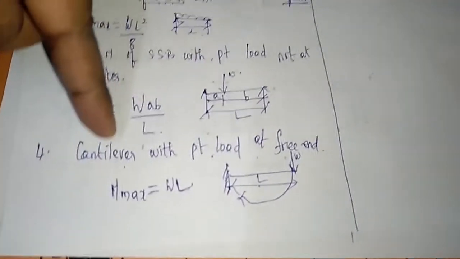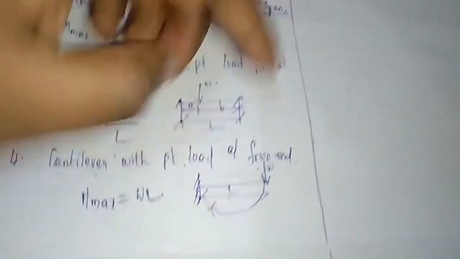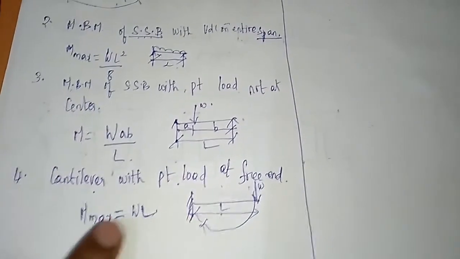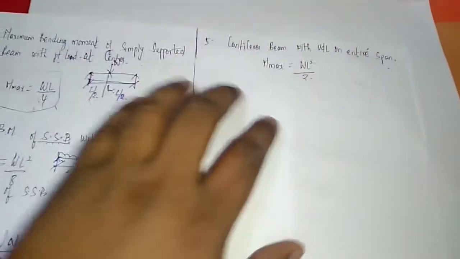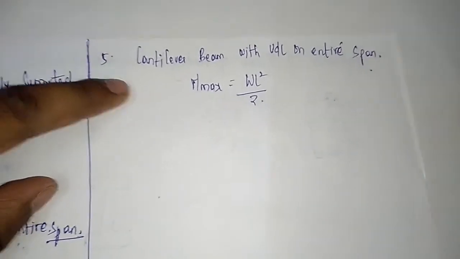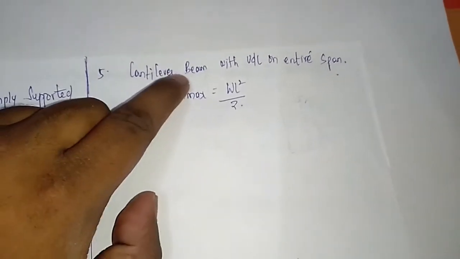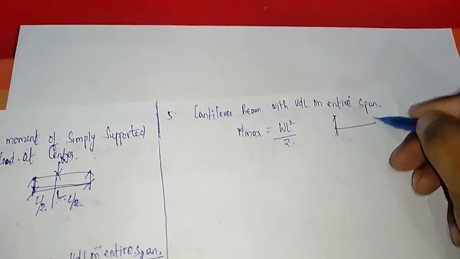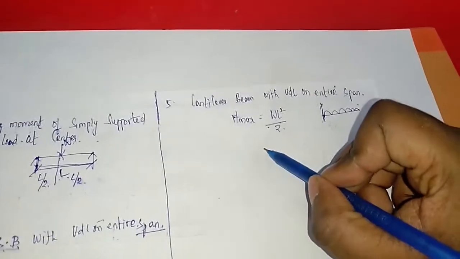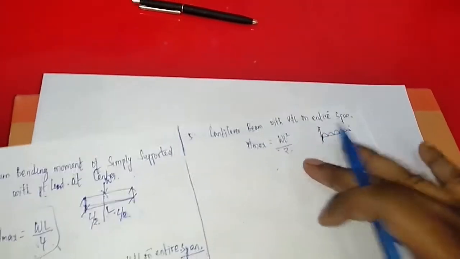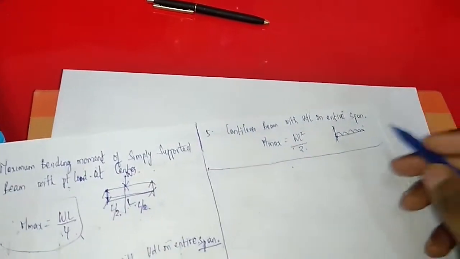Next, cantilever with point load at free end: the maximum moment is equal to W into L. See, this is W into L. Next one, maximum bending moment for cantilever beam with UDL on the entire span. See, this is cantilever beam with UDL on the entire span. So that means WL square by 2. You understand? So these are the formulas to find the maximum bending moment.